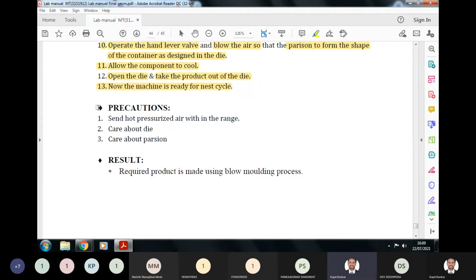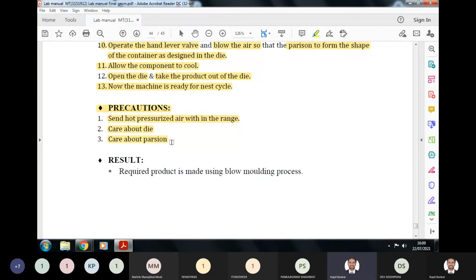Then in this process, what are some precautions? You must have to take some precautions during this practical or during this machining process. So first one is send hot pressurized air within the range. Then care about the die and care about this parison. Otherwise, if the parison will stick with each other, then it cannot be expanded. So extra care must be taken during the parison coming in the die.